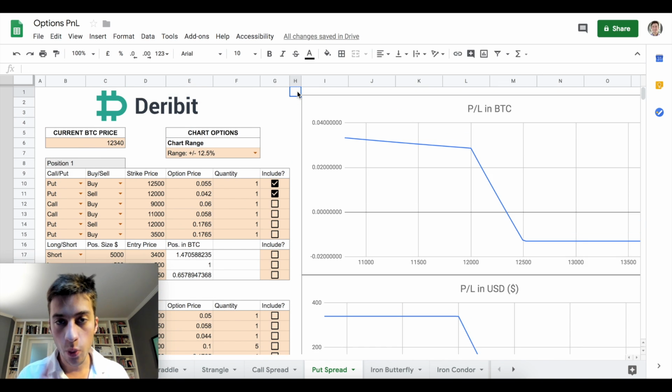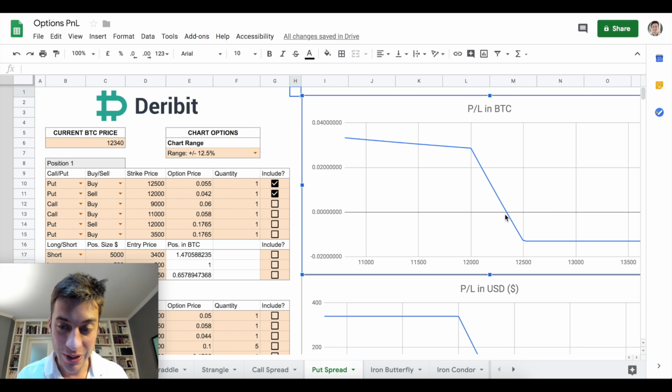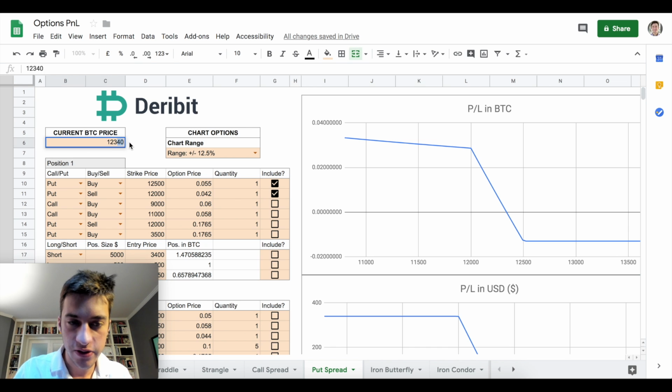Okay? Now, the one thing that I do want to say, if you do want to make these kinds of models for yourself, is you're going to want to put the current BTC price, not at the current actual BTC price, but at your break-even point. How do you find your break-even point? Well, you can do it the long way, which is like this. You see that 12,340 is not exactly our break-even. I could do something like, hey, how about 12,337?